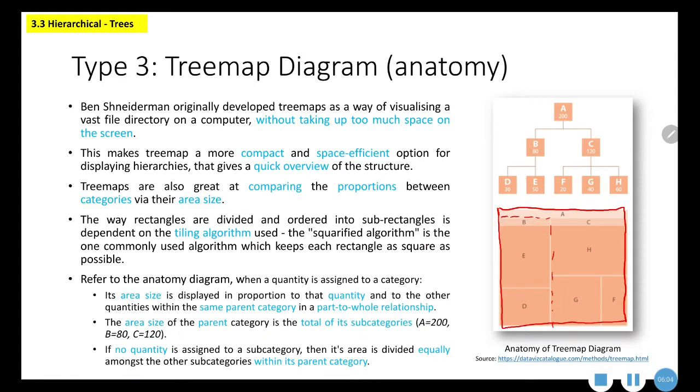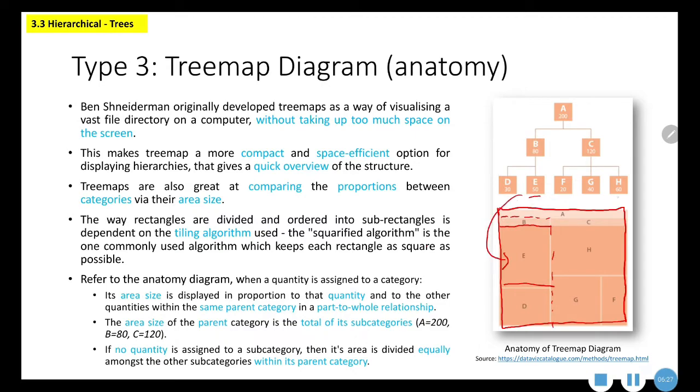B has 2 nodes or 2 children, D and E. Between D and E, E is bigger than D, because we can see the amount here is higher than D. Okay, so that's why E is bigger than D.